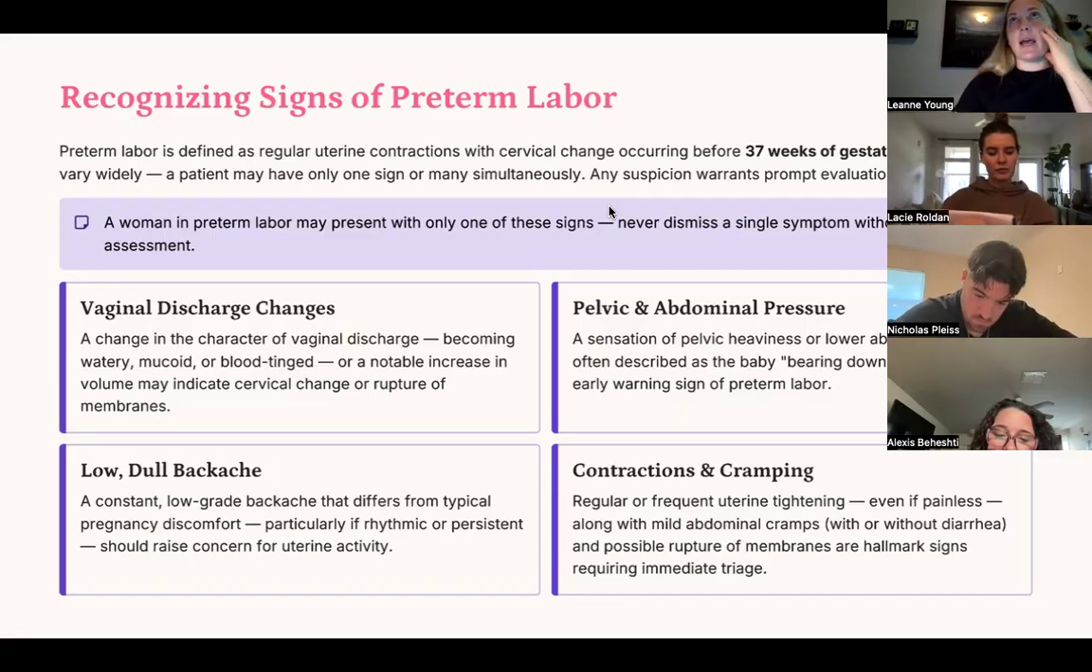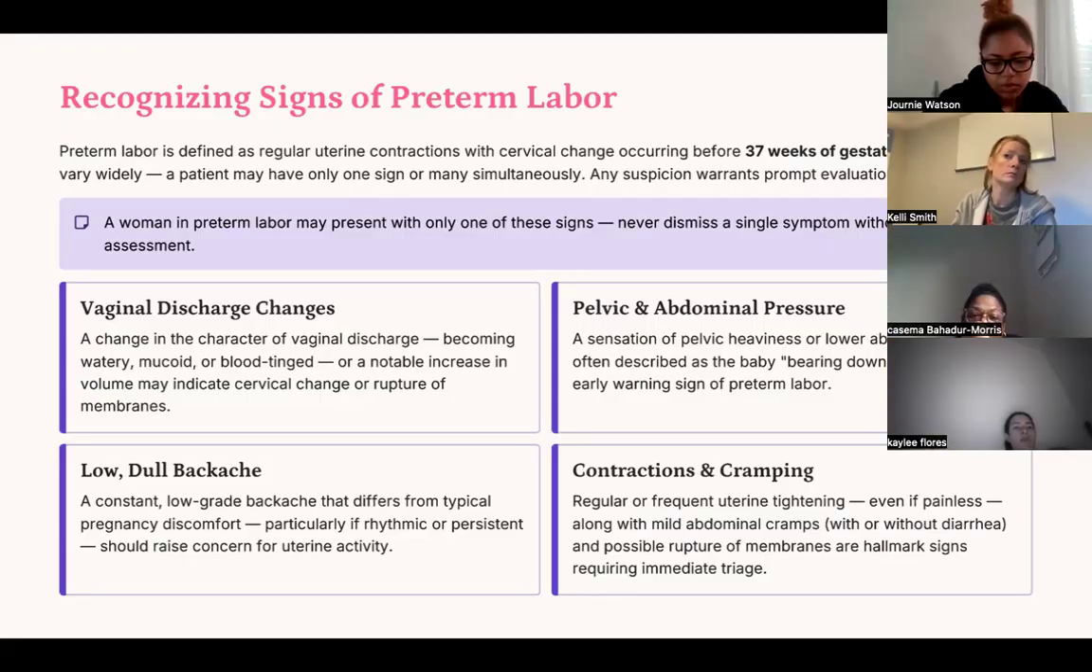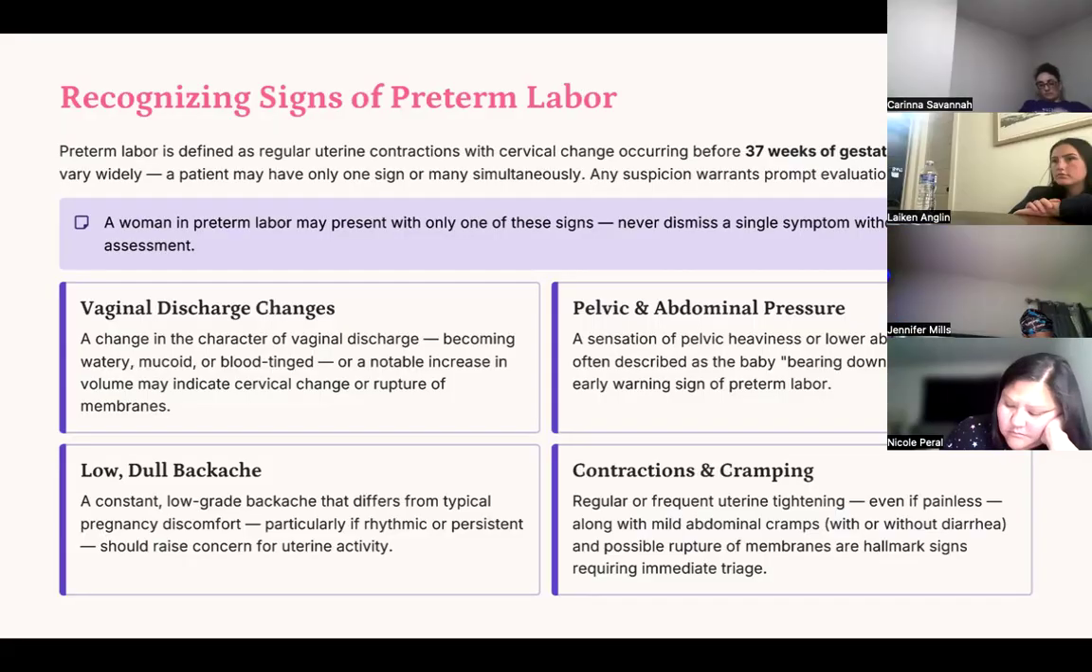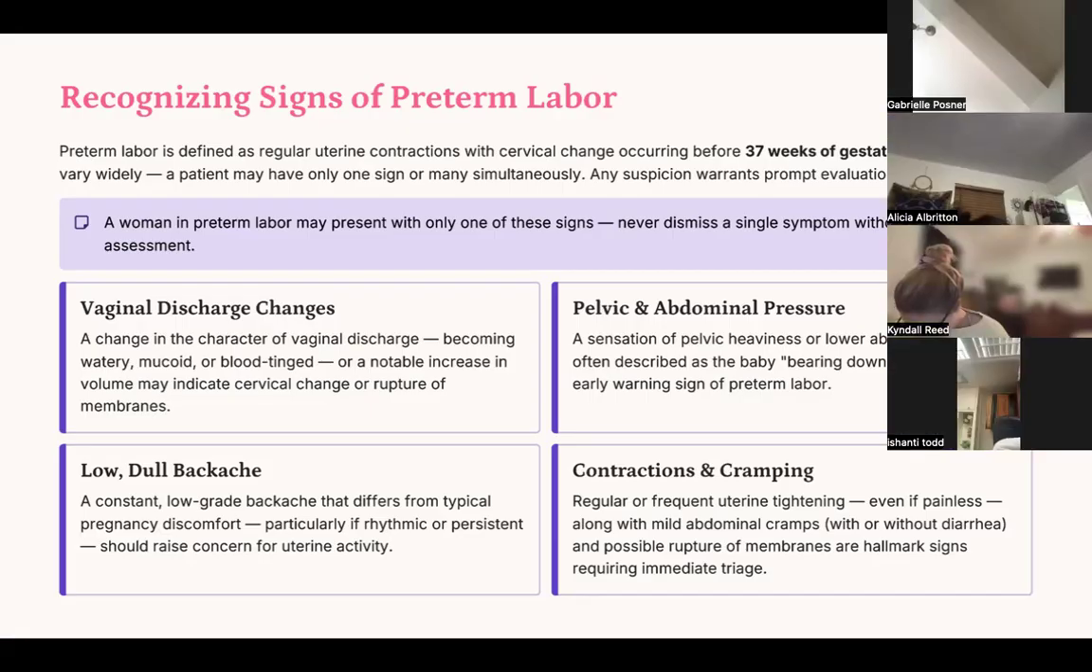If a mom is having bright red, painless vaginal bleeding, are we going to perform a digital cervical exam? No, we're not. And why would we not want to? What are you thinking could be happening with this patient?